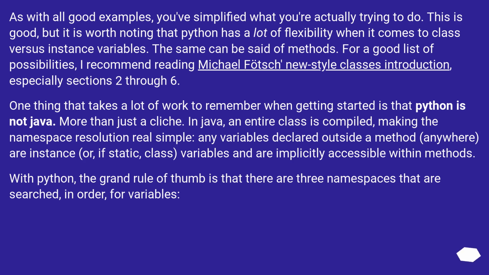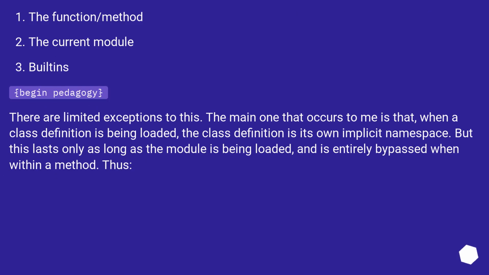With Python, the grand rule of thumb is that there are 3 namespaces that are searched, in order, for variables: the function/method, the current module, built-ins. Begin pedagogy. There are limited exceptions to this.